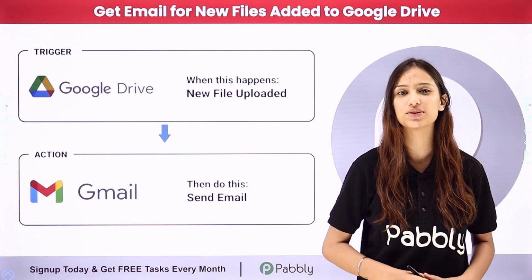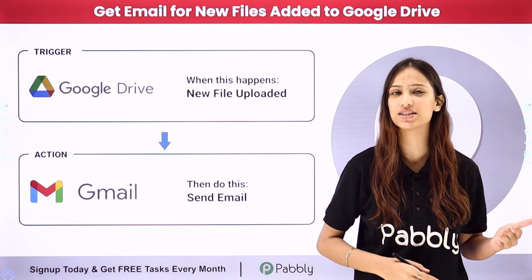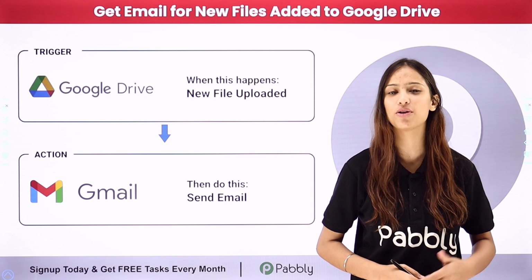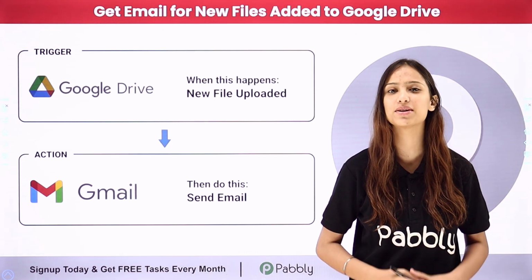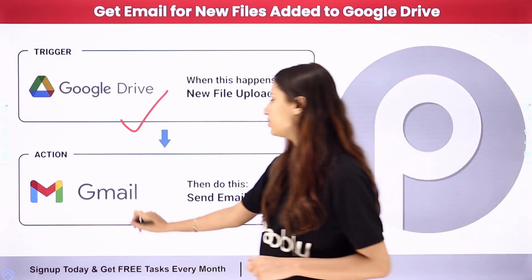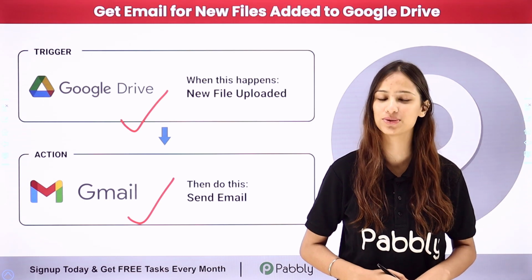To do this, I need to set up a connection between these two applications, for which I'm going to use this amazing automation software, that is Pabbly Connect. Pabbly Connect follows the concept of trigger and action. My trigger application will be Google Drive and my action application will be Gmail. If you want to learn more about this, make sure to follow me through the screen.